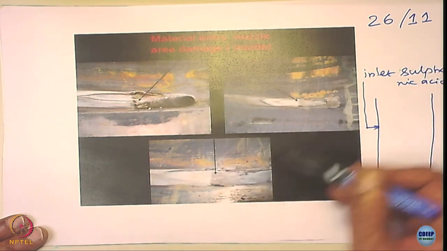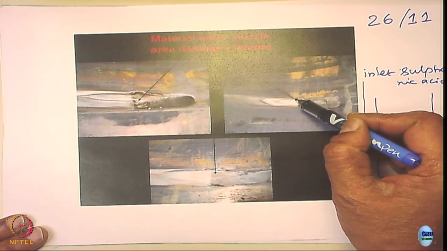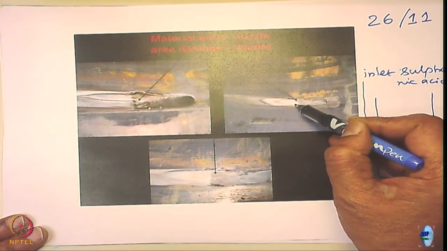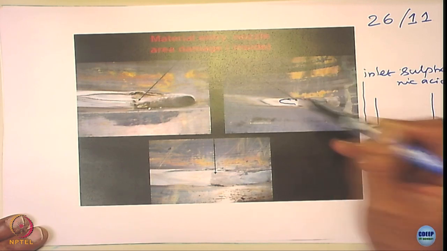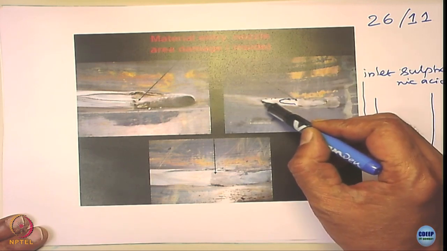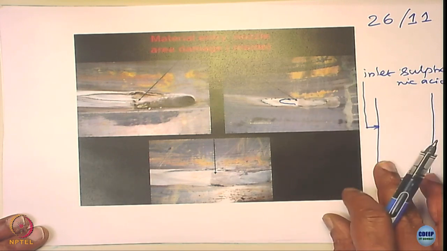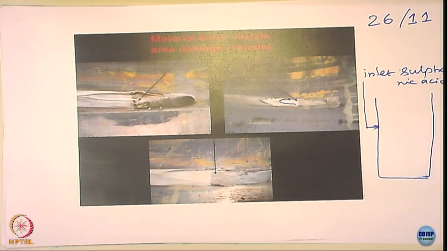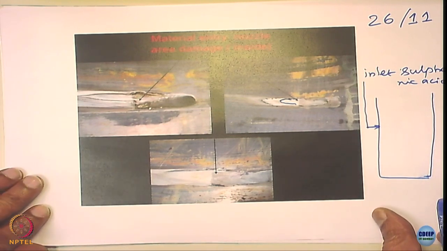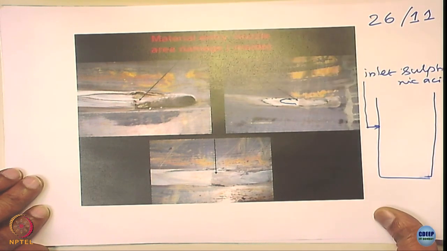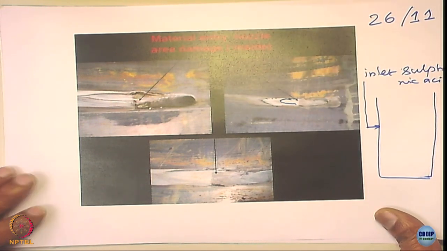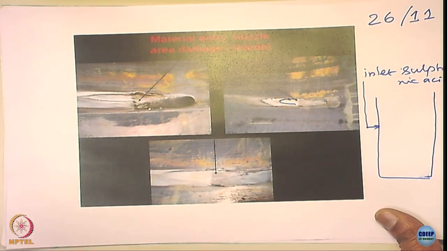So, you can also see some kind of flow patterns. Are you able to see this here? I hope you are able to see this flow pattern here, right? So, these all have specific features to show that there is a certain amount of uniqueness in the way the metal gets damaged. They call it fingerprints, okay.